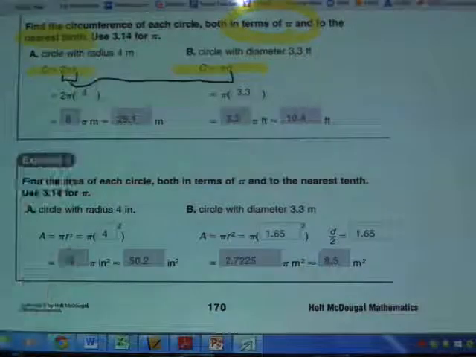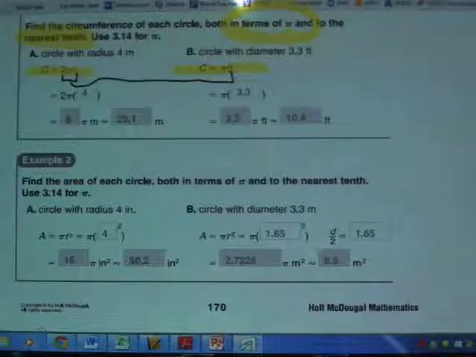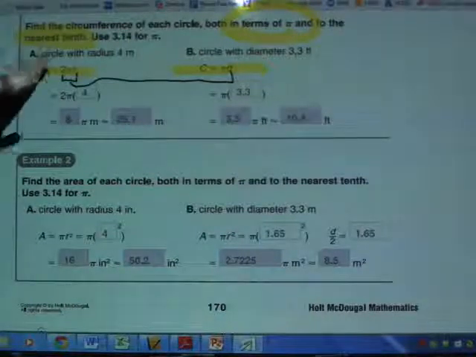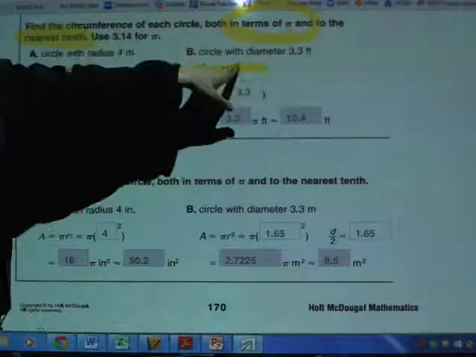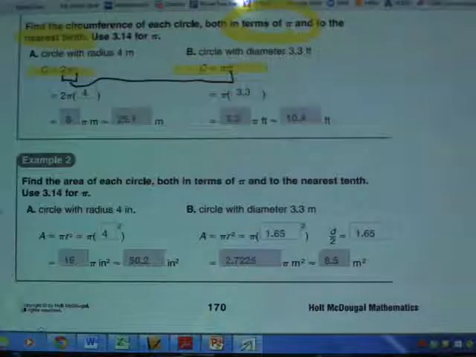Well, remember we talked about in the introduction that 2 radii together make a diameter, or if I chop a diameter in half, I get a radius. Well, 2 radii would be the same as a diameter. So even though the formulas look a little bit different, they really express the same thing.